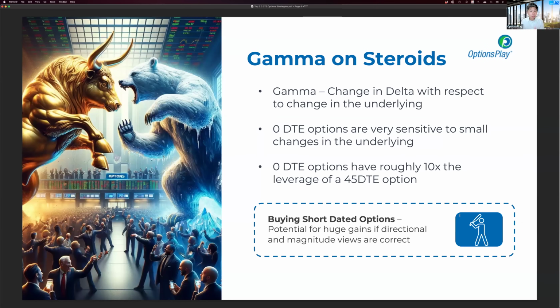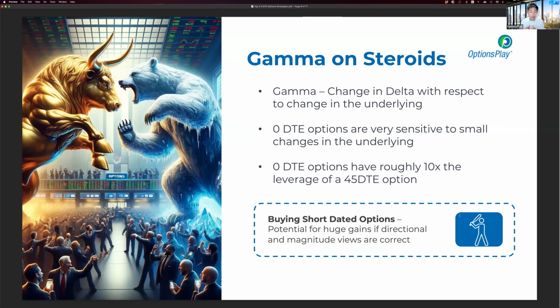So how much leverage is there? We also did the same comparison, trying to compare 0 days to expiration to going out 45 days. So if you were to buy a call option that expires today versus an option that expires 45 days out, the difference in terms of leverage is about 10x.